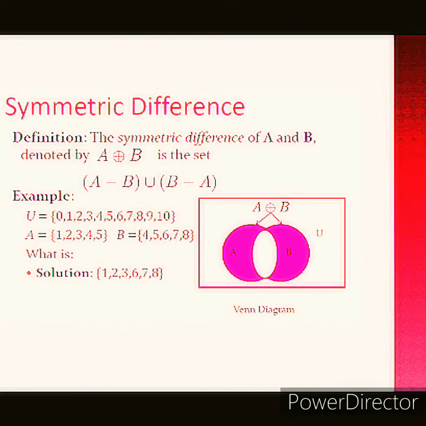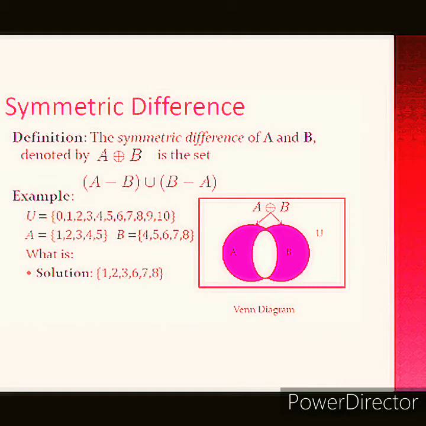Symmetric difference. The symmetric difference of two sets A and B is the set A minus B union B minus A. The Venn diagram shows that the shaded region is the symmetric difference. Symmetric difference does not include the common elements of A and B, that is the intersection part, which do not belong to that part.